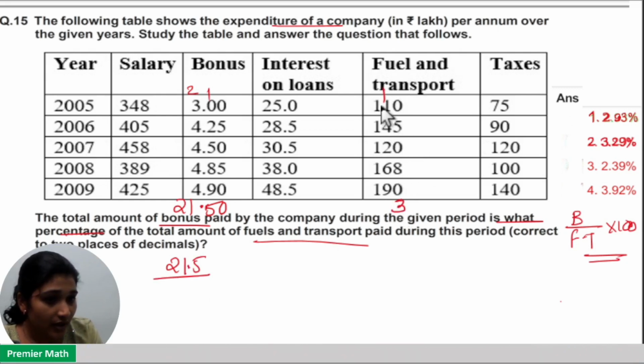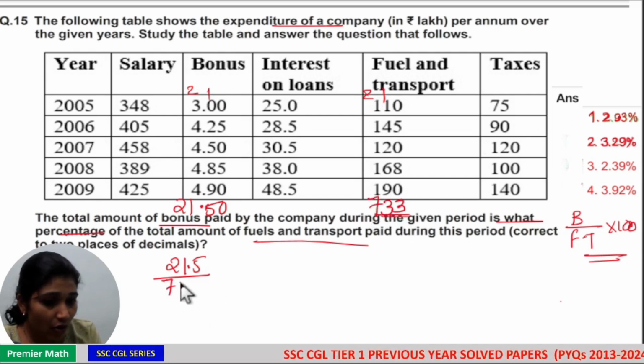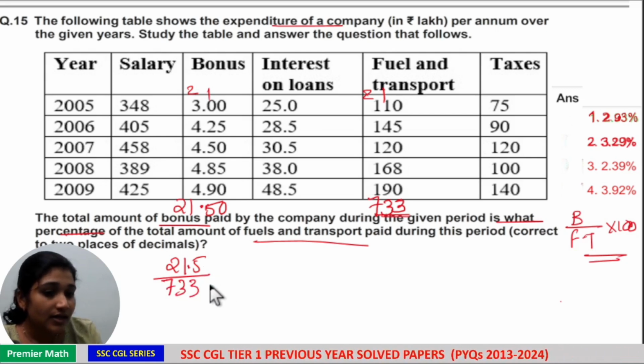fuel and transport, which means 5 plus 8, 13, 2 plus 4, 6 plus 2, 8 plus 6, 14 plus 9 is equal to 23. Again, 2 plus 5 is 7. So 733 lakhs. So 21.5 lakhs is how much percentage of 733 lakhs?